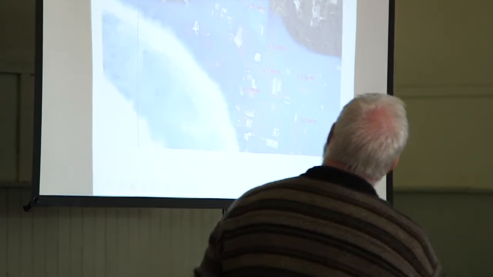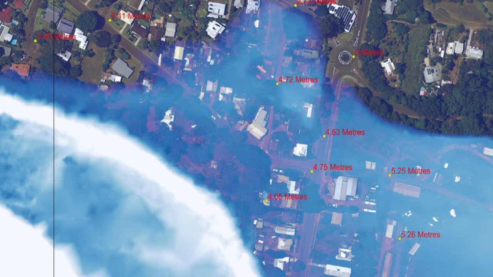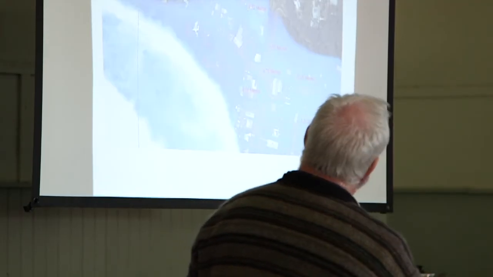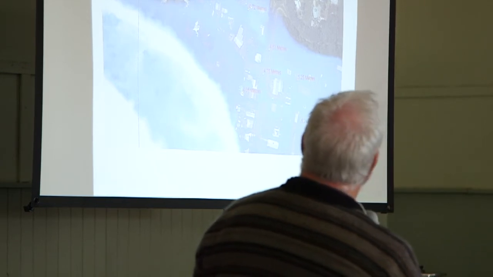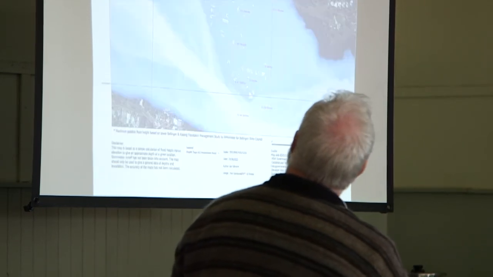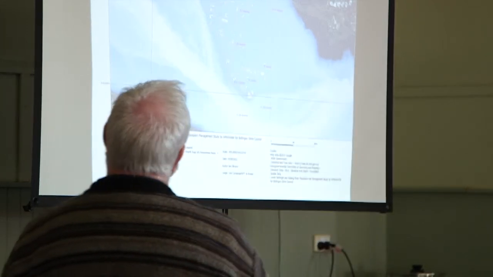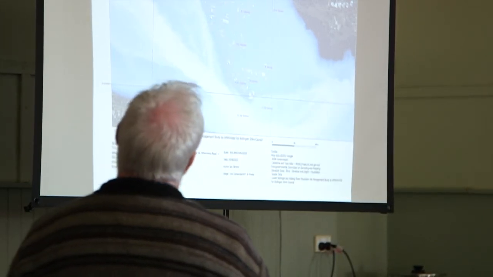This is zoomed in, so you can see the 4.75 at Dowell and Hammond. There would be 4 metres, nearly 5 metres in front of the medical centre, 5.2 metres at the luncheon pavilion. So, it starts to get really serious.